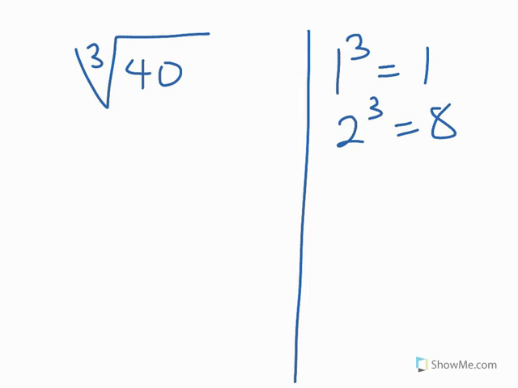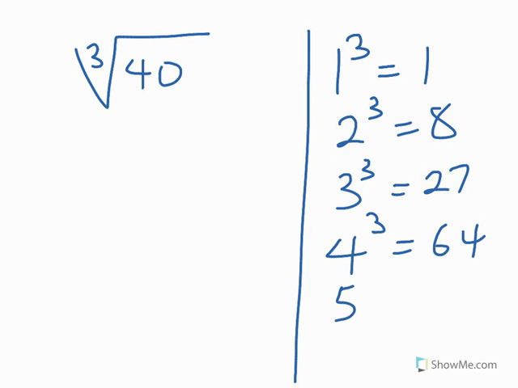We don't use 1 anyway. 3 cube is 27. 4 cube is 64. 5 cube is 125, and the rest of them. So, if we look at this now, which of these factors is a factor of 40? So we see it's 8 and 5, right? 8 times 5 is 40.